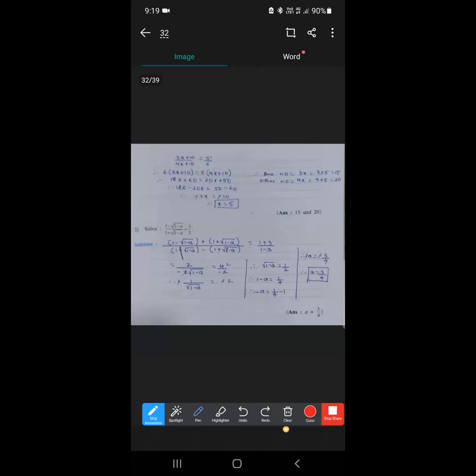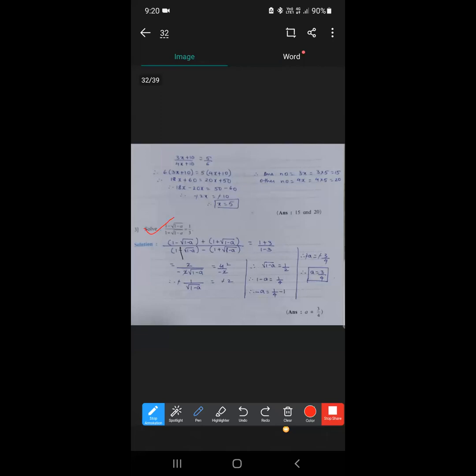Normally most students, if they find a question with decimals, roots, or fractions, just skip that question. But I think those questions are much simpler than the others. So here also, (1 minus under root 1 minus a) upon (1 plus under root 1 minus a) is equal to 1 upon 3. Since this is the equation given, you have to solve it and get the value of a, the variable introduced in the equation.